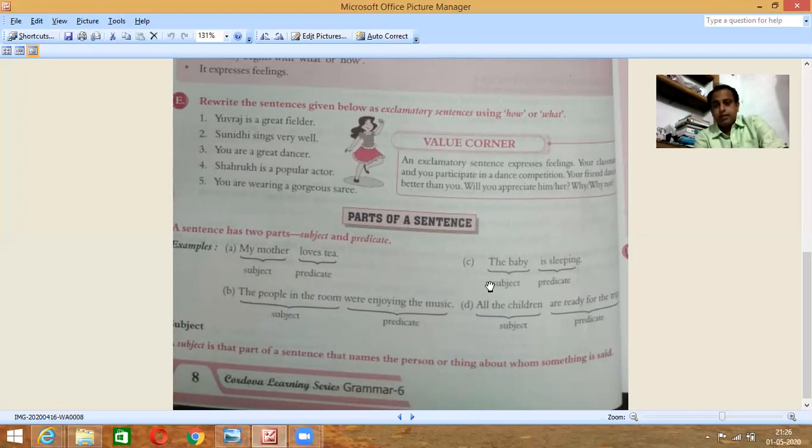Now come to the next example. The baby is sleeping. Who is sleeping? The baby. The baby is the subject. Then, all the children are ready for the trip. Who are ready for the trip? All the children. So these are the subjects. So the easiest way to find out the subject in a sentence is to take the verb, then ask it with who. What answer you will get? It will be the subject.